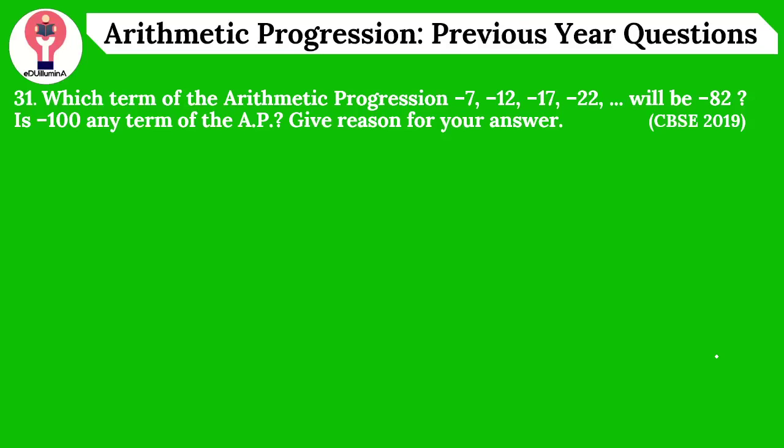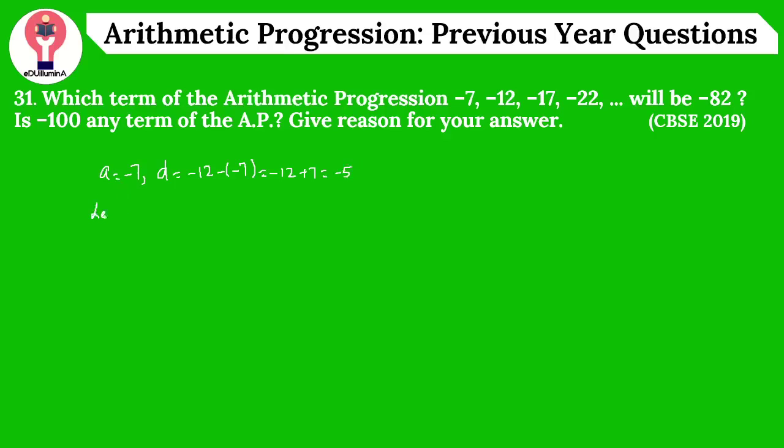And the next question is: which term of the AP -7, -12, -17, -22 will be -82? Is -100 any term of the AP? Give reason for your answer. So here in this given AP, first term is -7, and common difference is -12 minus -7. So we get -12 plus 7 is equal to -5. So d is -5. Now we want to find out which term of the AP will be -82.